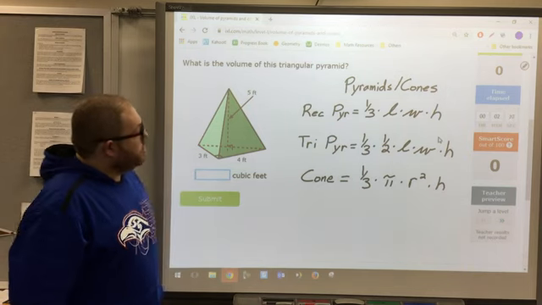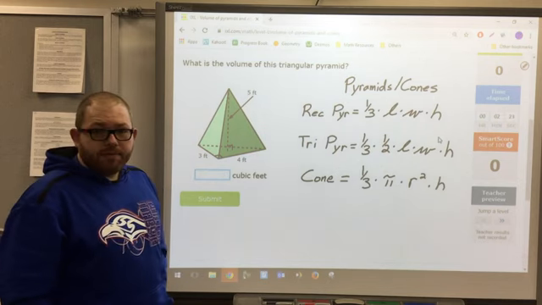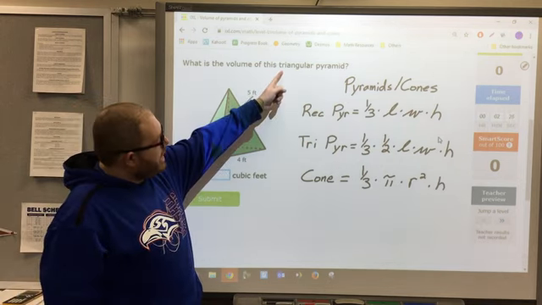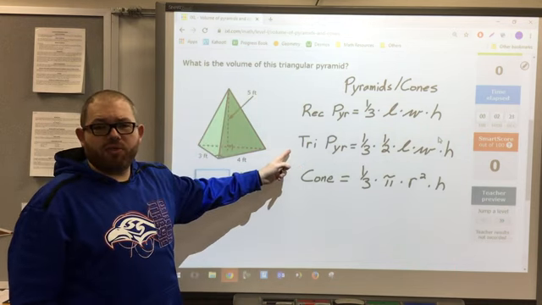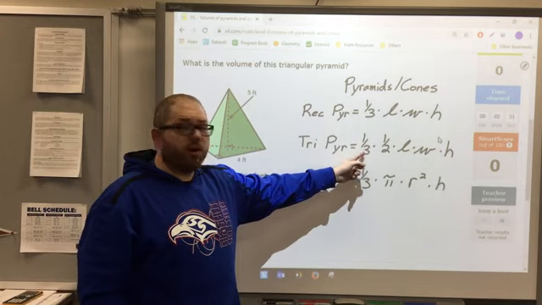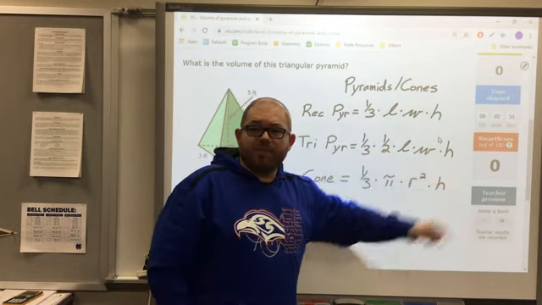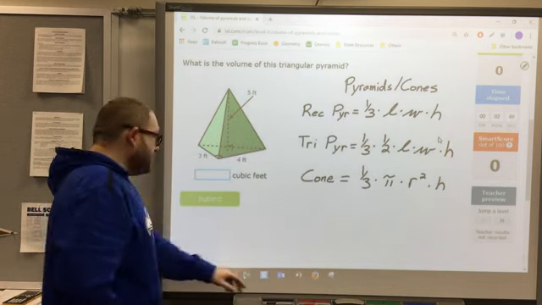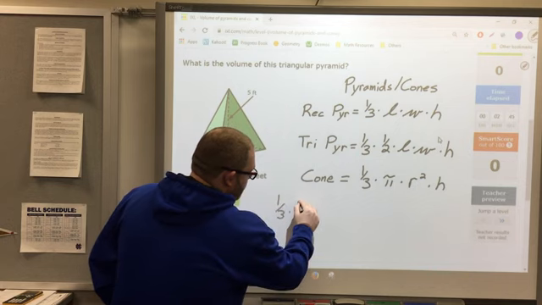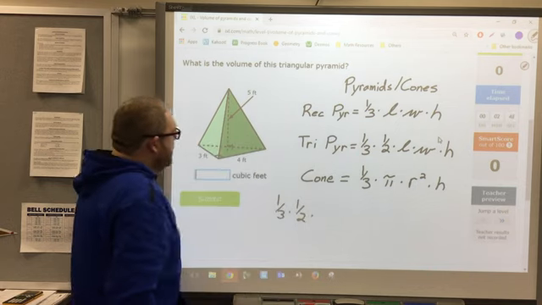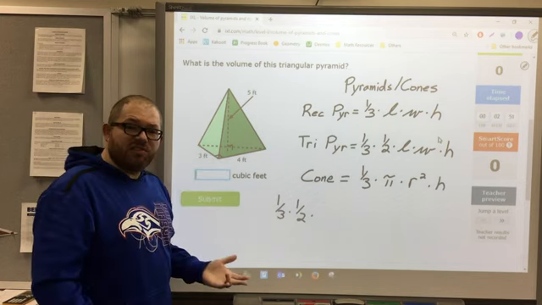So, the first thing you're going to do is identify which shape you are looking at. In this case, we have a triangular pyramid. This has probably the messiest of the three formulas. 1/3 times 1/2 times length times width times height. So that means that for this problem, I'll multiply the two fractions together, and then the length is 3, the width is 4, and the height is 5.